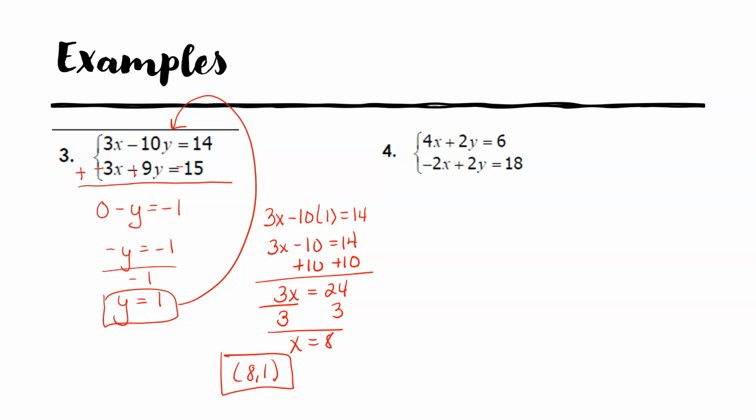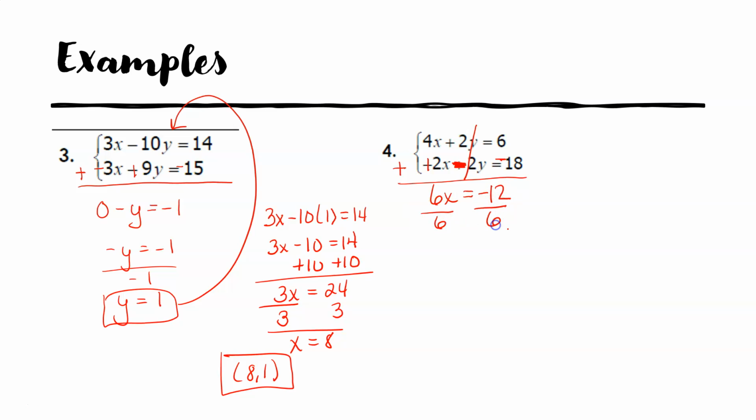Okay, over here on number 4, I'm looking for my common coefficient, and it comes in the middle. So the signs are the same. They're both positive, so I'm going to subtract. Again, I'm going to change that to addition and change all of the signs. So 4x plus 2x is 6x. The two y's are canceled because one's negative and one's positive. And 6 plus negative 18 gives me negative 12.